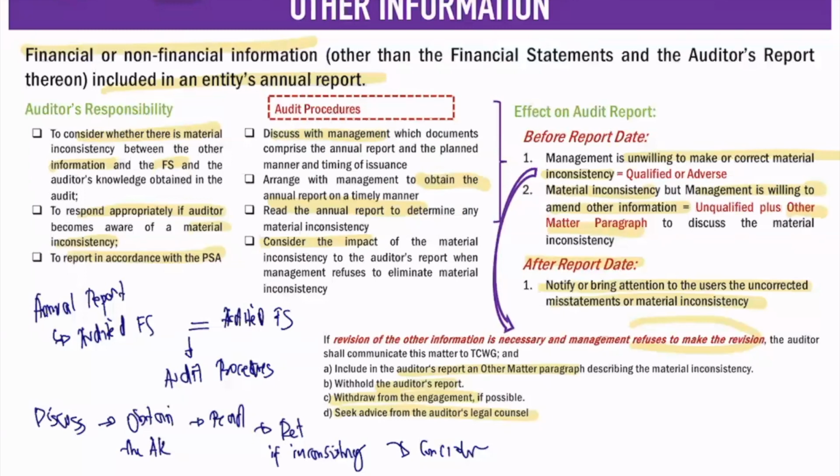But if ever it is corrected, then you just provide an unqualified opinion plus an other matter paragraph that the previous annual report provided contains material inconsistency. So that is your other information. Again, we have information which is presented together with the FS. And what are those? Your supplementary information, which contains additional disclosure provided by relevant regulations or laws. And then we also have your other information in the form of your annual report. Look into the effect of these items on your audit report.